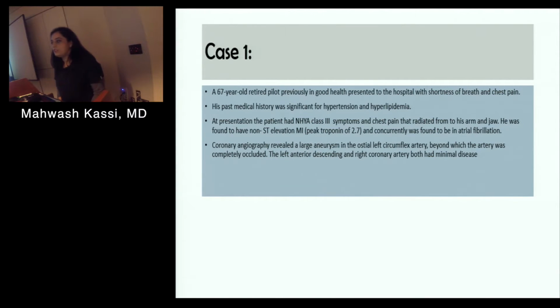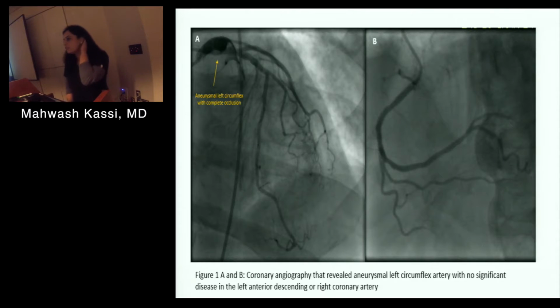This time, when he underwent a coronary angiography, it revealed a large aneurysm in the ostial left circumflex, beyond which the artery was completely occluded. The LAD and right coronary arteries both had minimal disease. This is his angiogram. As you can see, the right is pretty clear. This panel B shows the right coronary artery, for those of you who don't know how to read angiograms. This shows an aneurysmal segment in the circumflex, and beyond this the artery doesn't really have any flow. But this is the LAD, and it looks like there is reasonable flow in the left anterior descending artery.